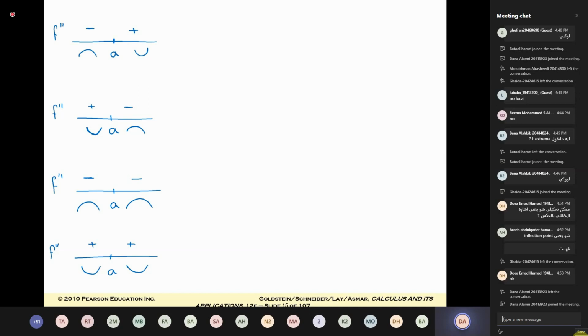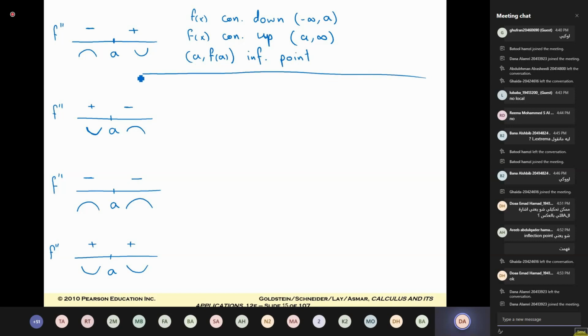In the first case, we have f of x concave down from negative infinity to A, and f of x concave up from A to infinity, and A, f of A is an inflection point. Okay, this is for the first case.